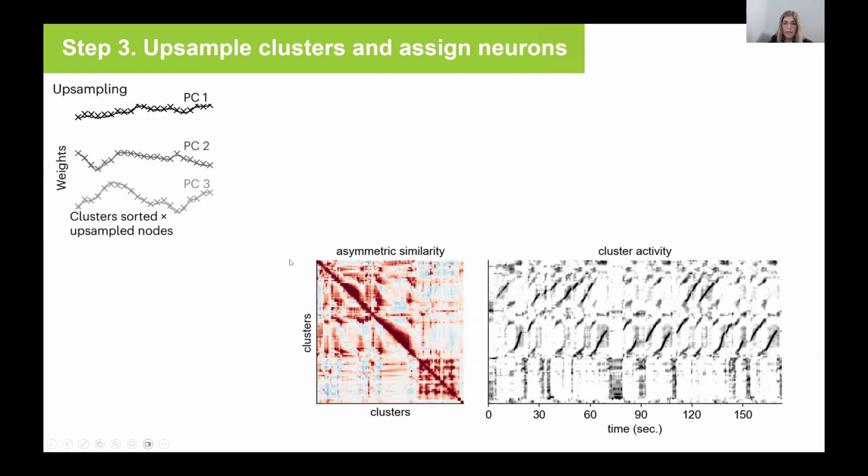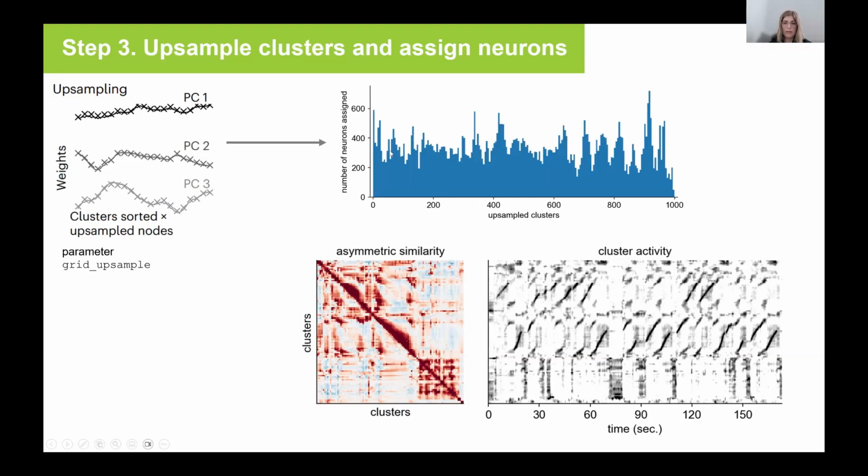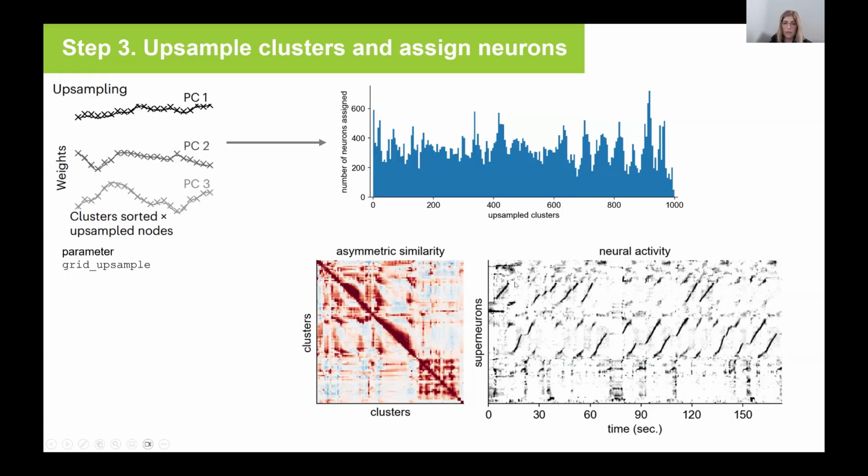After this, so this was just on the clusters. If you do it on the clusters, you might also want to upsample. So we have this upsampling parameter. The default is 10. If we did it with 100 clusters, then we have times 10 possible positions if we have a grid upsample of 10. So there's 1,000 possible upsampled clusters that neurons can be assigned to. And then the sorting, I can go back and forth. This is the sorting with the clusters and then the sorting with the neurons themselves.